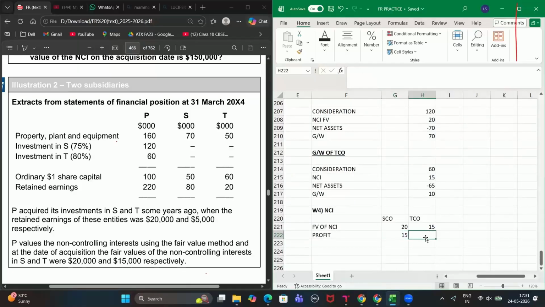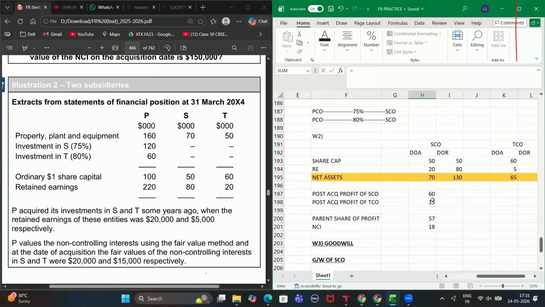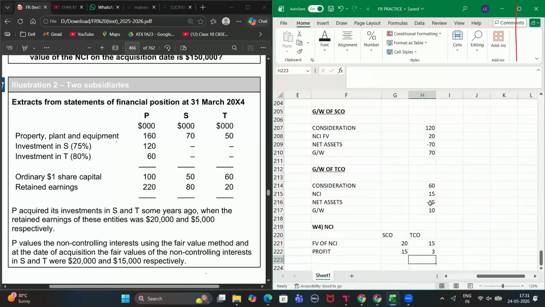It's 15. What about T company? What is the profit for T company? It's 15. How much do we have? 0.2. So how much is it? 3. Is it clear, guys? Is it clear?